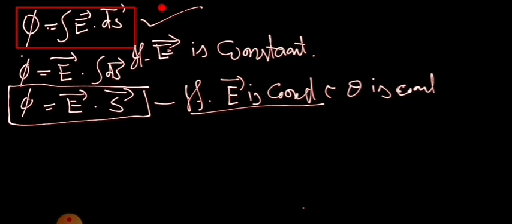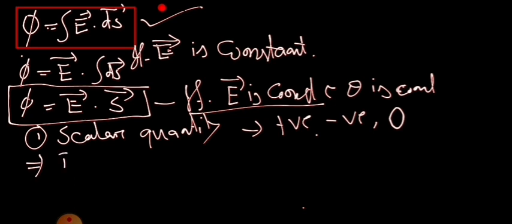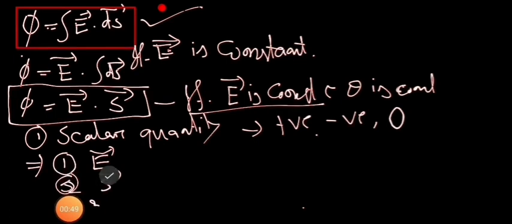So we saw that electric flux is a scalar quantity. So its value can be positive, negative or zero. It does not have any direction. And what does it depend on? Number one, it depends on the electric field. Number two, it depends on the area. And number three, it depends on the orientation angle between the area vector and the electric field vector.